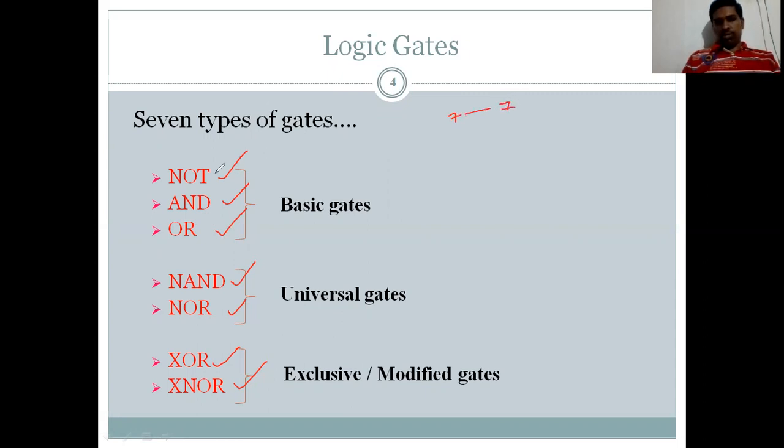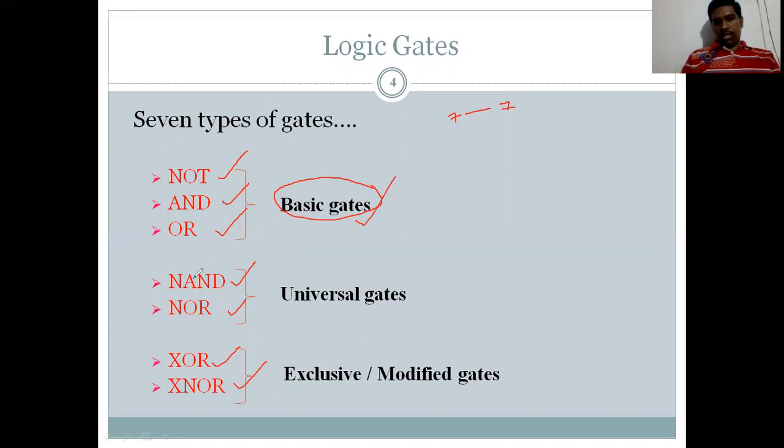Okay, so the first ones are the NOT gate, AND gate, and OR gate. All these three come under the category of basic gates. It is very, very important. Among all the 7 gates, which gates are called basic gates? In the sense, NOT, AND, and OR are your basic gates.